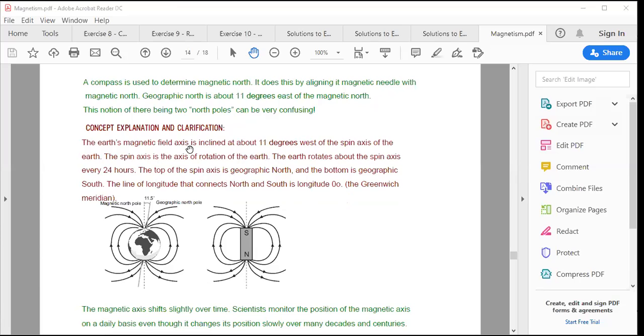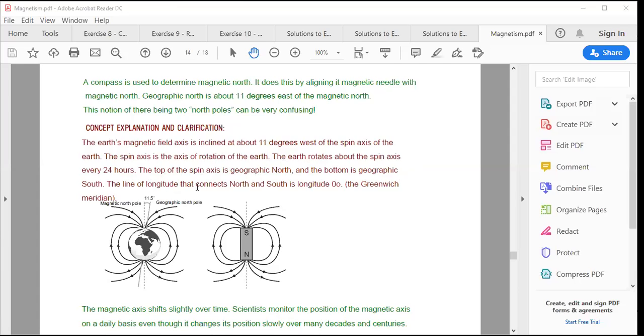The Earth's magnetic field axis is inclined at about 11 degrees west of the spin axis of the Earth. The spin axis is the axis of rotation of the Earth, right? That gives us the day and night. The Earth rotates about the spin axis every 24 hours. The top of the spin axis is geographic north, and the bottom is the geographic south, right? North pole and south pole.